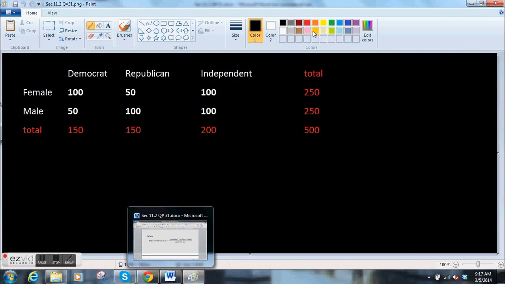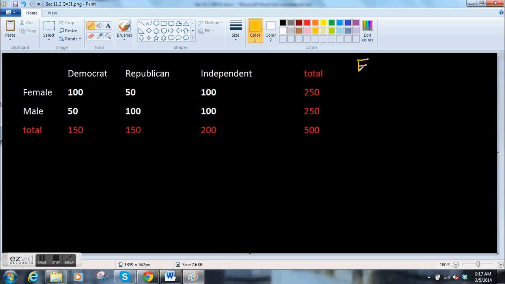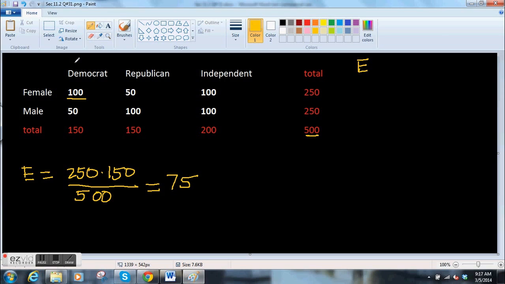So let's start here. I will use yellow for expected. Yellow equals expected. So for the first one, the expected count for the female Democrats is the row total, so it's 250, times the column total, which is 150, divided by the grand total, which is 500. And that gives me, wait for it, 75. So the expected count is 75. And you do the same thing for each one of these. For Republican females, it would be 50 times 250 divided by 500.